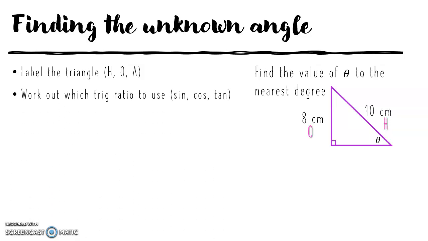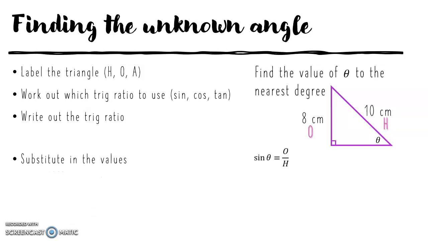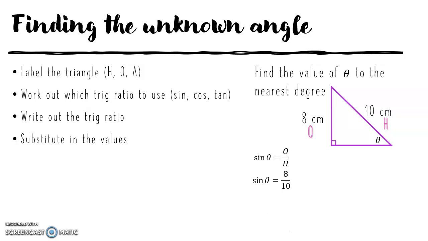side. We then need to work out which trig ratio to use, either sine, cos, or tan, and write out the trig ratio. So the trig ratio for this one is sine, as we have the opposite and the hypotenuse side. So sine theta equals O over H. We then want to substitute in our values, so we don't know what our angle is, so we have sine theta equals our opposite side 8 over our hypotenuse 10.